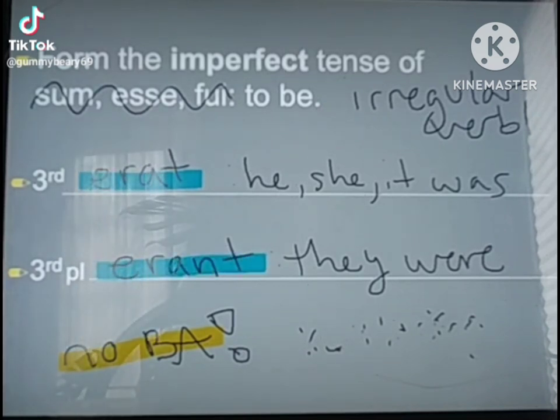So spelling's really important. If we wanted to make this verb a different tense, remember, present is sum, es, est, sumus, estis, sunt. You can also listen to the imperfect form of this verb. It's irregular. It has no BA.